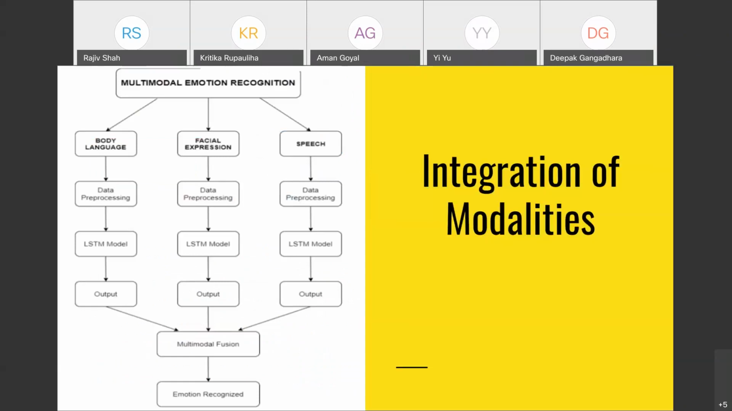Now, how did we integrate the various modalities? So for each of the body language, facial expression, and speech, we moved towards classification using an LSTM model, received the output, and then we used multimodal fusion using the weighted average technique to get the final said emotion.